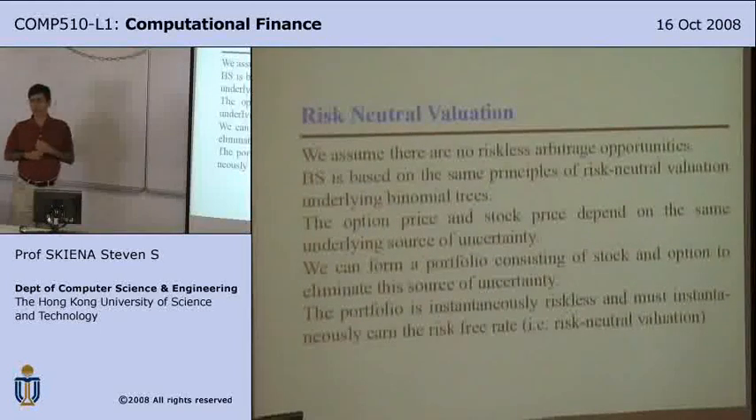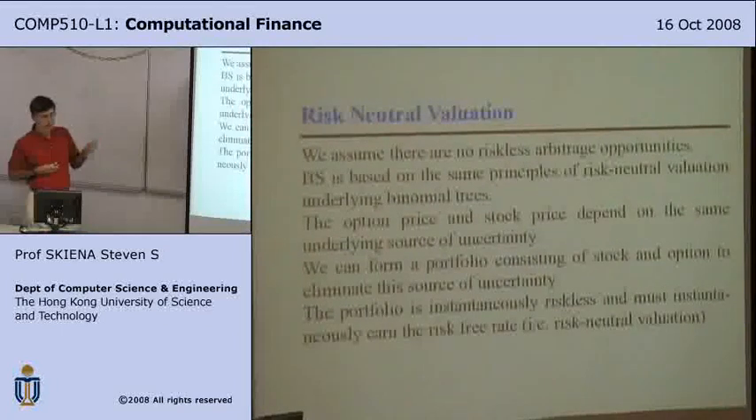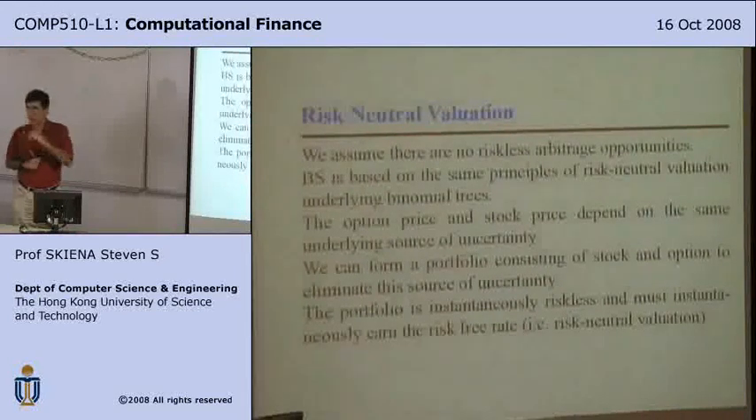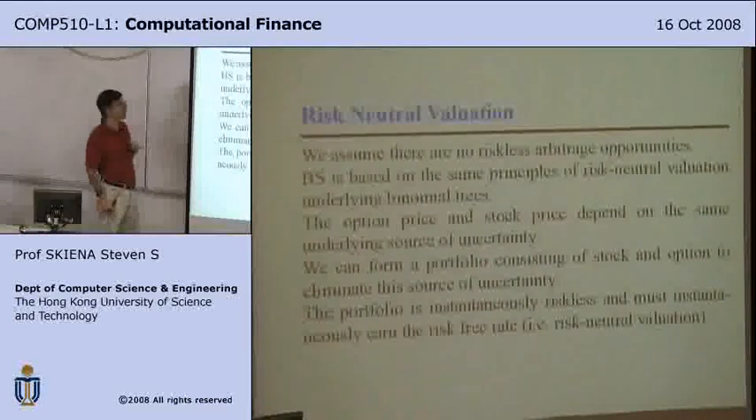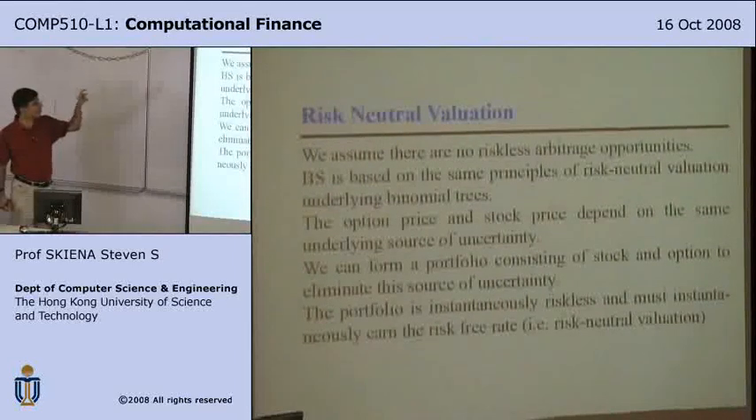They also assume, and this brings us back to what we talked about last class, that there are no riskless arbitrage possibilities. There is no way that you can earn better than the risk-free rate without risk. Then this whole idea of risk-neutral valuation, which we talked about last class, has to still hold. And so this whole Black-Scholes theory that we're going to talk about is based on this exact same theory that we talked about for risk-neutral valuation in binomial trees.